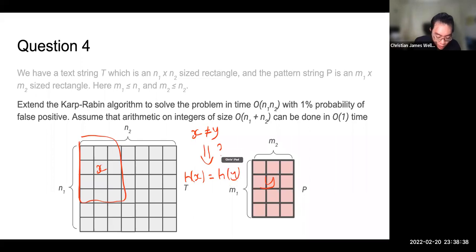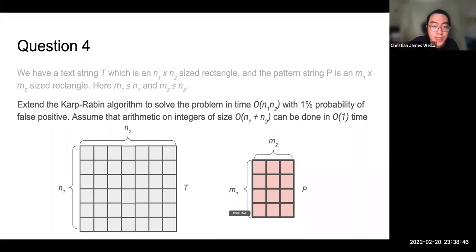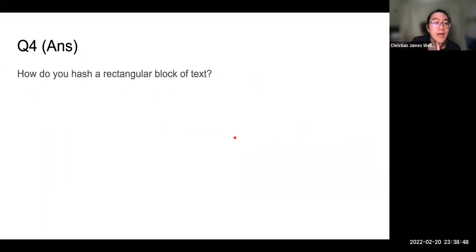Their hashes could be equal, and this will be a false positive. Again, this is the same as before in question 2, right? So let's work through this carefully. First of all, the question we have is: how do you even hash a rectangular block of text?